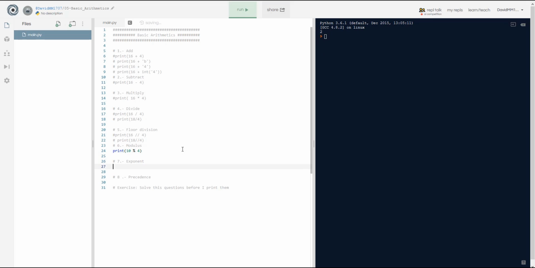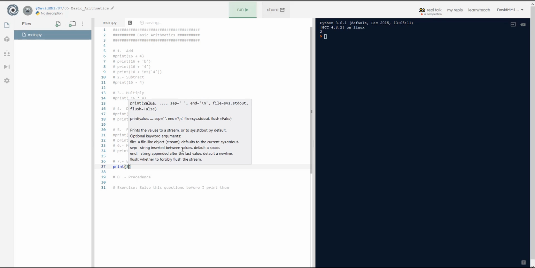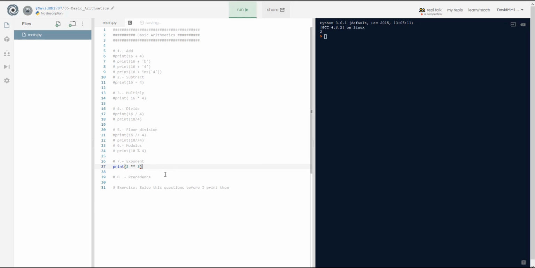And the last thing, let me comment this again, we're going to get the exponent 3. This is going to multiply 2 three times. This is the equivalent of 2 multiplied by 2 three times: 2 times 2 is 4, and multiply it again, 8. Okay, it's pretty easy. But when we perform complicated operations, some operators have precedence over others.